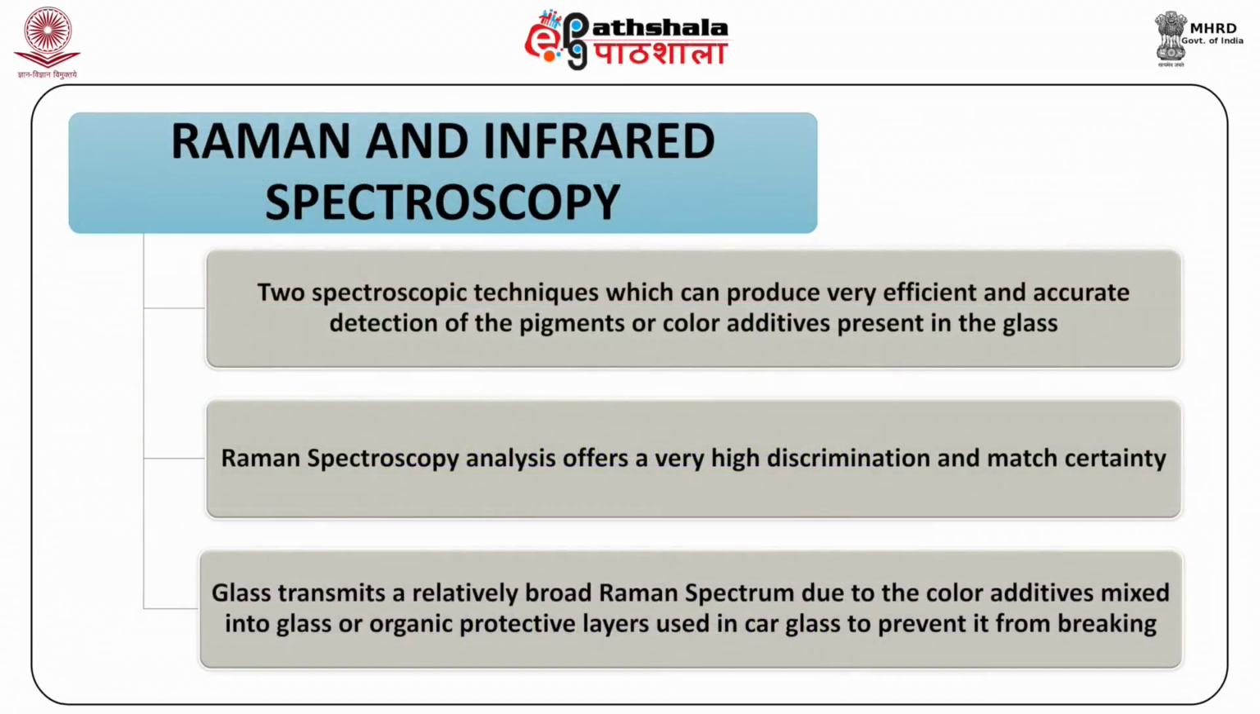Now Raman and infrared spectroscopy are the two spectroscopic techniques which can produce very efficient and accurate detection of the pigments or color additives which are present in the glass. In particular, Raman spectroscopy analysis offers a very high discrimination and match certainty, as glass transmits a relatively broad Raman spectrum due to the color additives mixed into the glass.